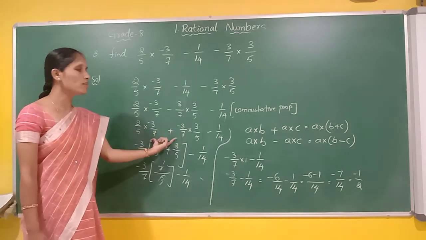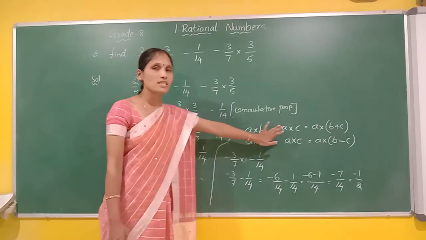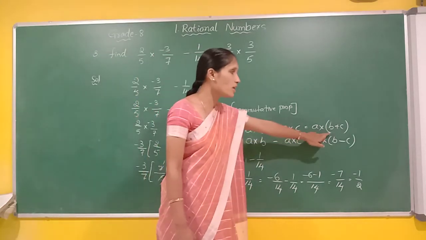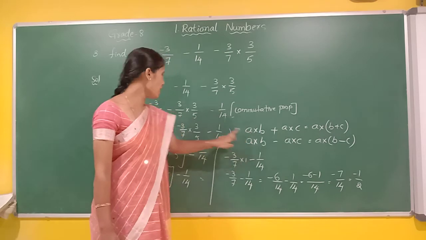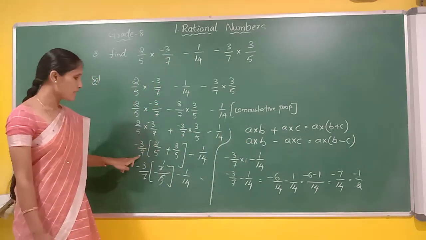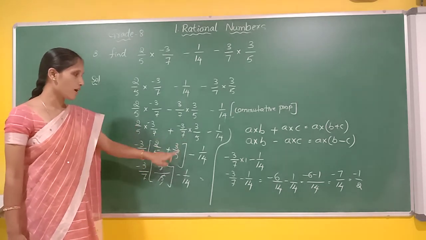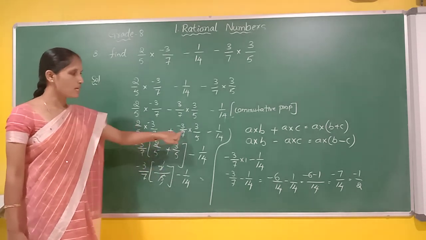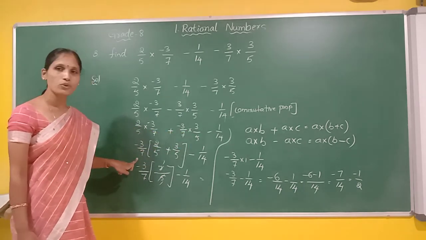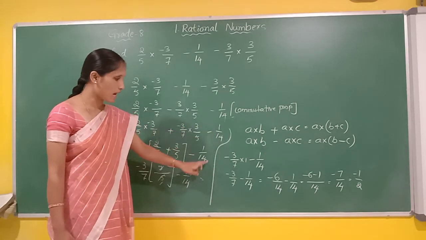Now here we follow the distributive property, that is a into b plus a into c equal to a into (b plus c). What is a here? Yes, a is the common factor, that is minus 3 by 7. Minus 3 by 7 into (2 by 5 plus 3 by 5), minus 1 by 14 as usual.